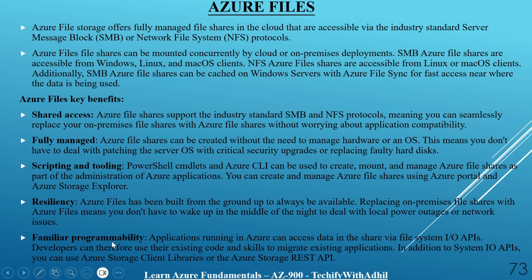Familiar programmability. Applications running in Azure can access data in the share via System IO APIs. Developers can therefore use their existing code and skills to migrate existing applications. In addition to System IO APIs, you can use Azure Storage Client libraries or the Azure Storage REST API. So this is all about Azure File Storage.